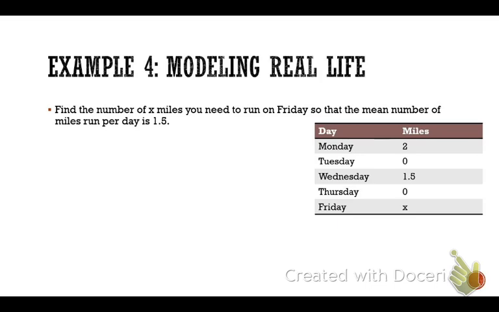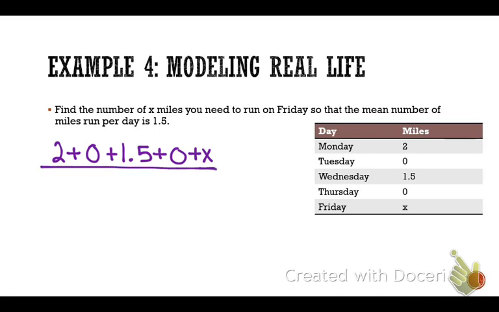I think I remember. The mean is the what? He just said it. Average. It's the average. What do I do to find the average? Okay, so the first step, I think we're all on the same page. We're going to go 2 plus 0 plus 1.5 plus 0 plus x. And you just said I need to divide everything by what? By how much there is, so 1, 2, 3, 4, 5. Okay, divide everything by 5.